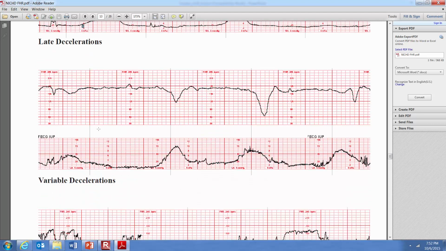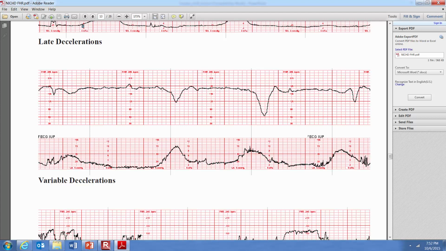Now let's talk about variable decelerations. Remember I said variable decelerations are cord compression? Remember cord compression was it dropped less than 30 seconds? So they look kind of abrupt. Look how these look different. They're deeper and they're more abrupt.